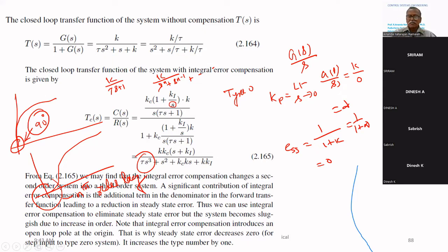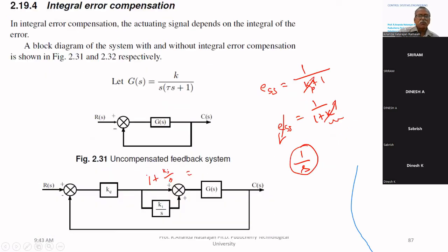This is called pole compensation or integral error compensation. Why is it called integral error compensation? 1 by S means integrator. We are integrating the error. If you put 1 by S in the forward path, what is the input to this? Error. The error is integrated. So this compensation can be called integral error compensation.